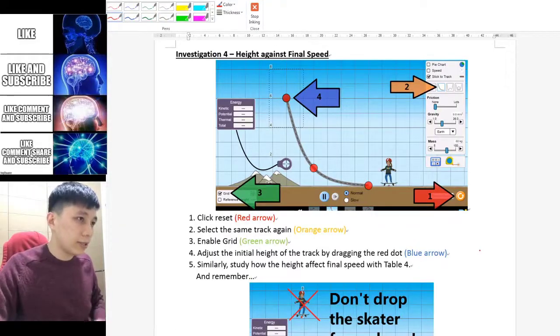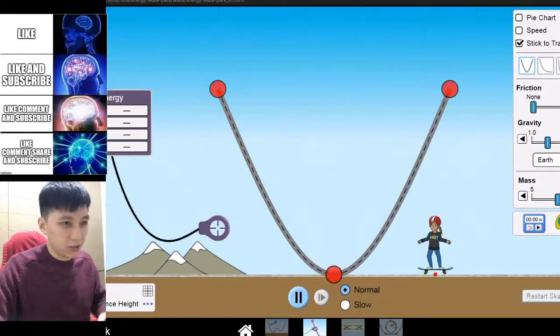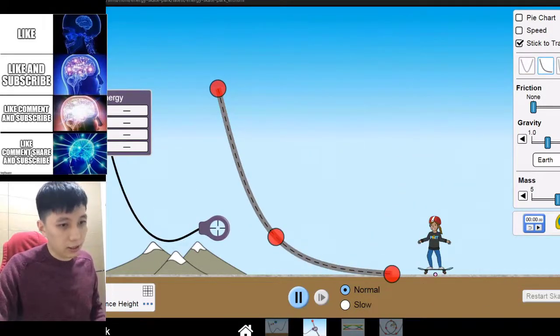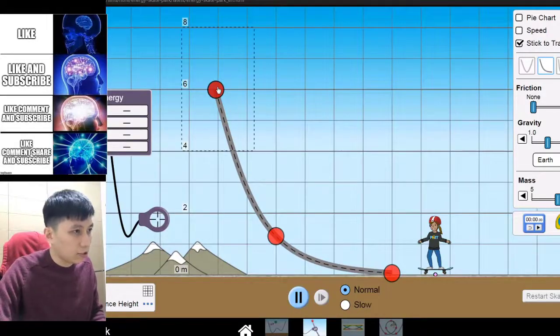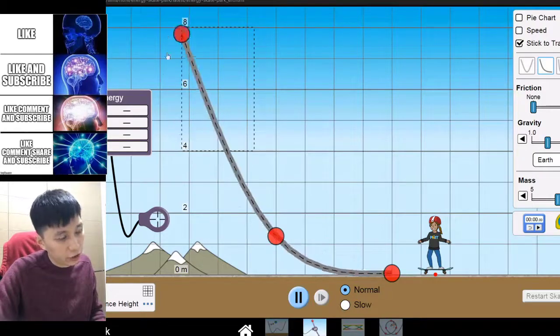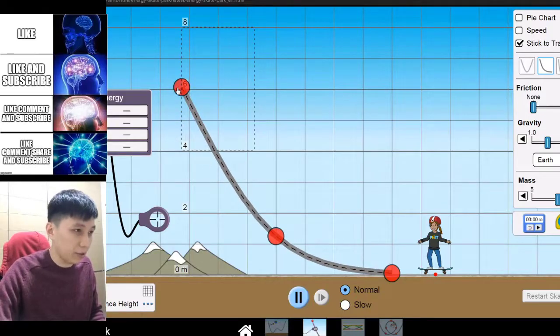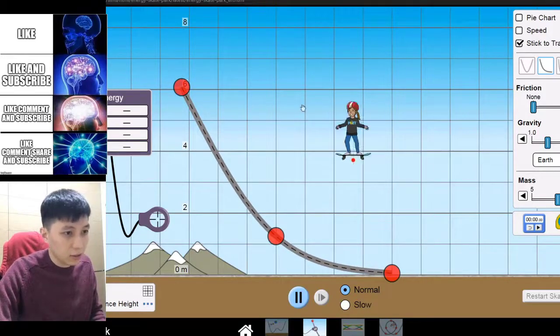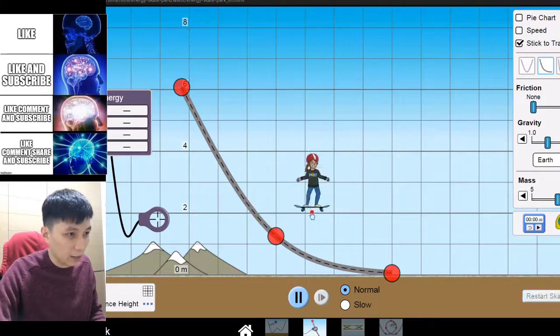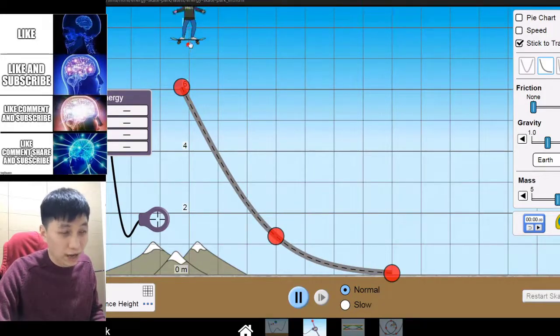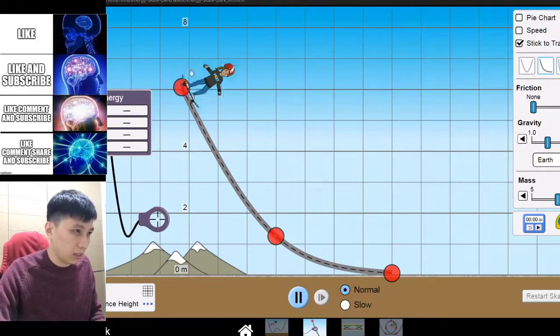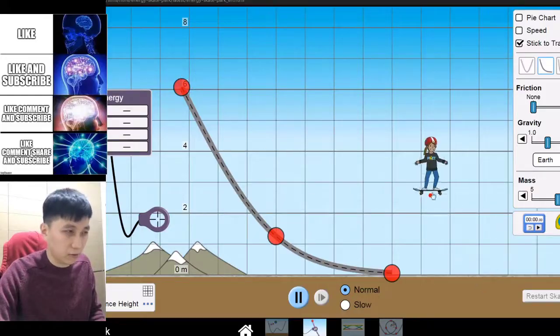Lastly, let's try to study the height against the final speed. So this time, since it's kind of messy, let's just reset and try to pick this track again. And I will want you to enable the grid view. By dragging the red dots, you can actually change the initial height. And so we can do 8, 7, 6, 5, and 4, and I think that may be good enough. And again, notice that you shouldn't be dropping it, because then you get more energy for the skater, and that's not what we want to study. Alright, we want to see how the initial height will affect the final speed only.